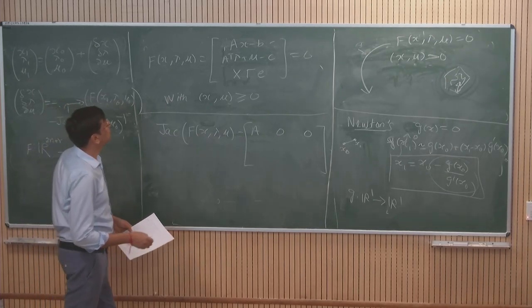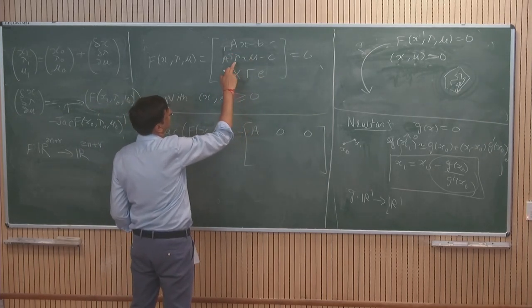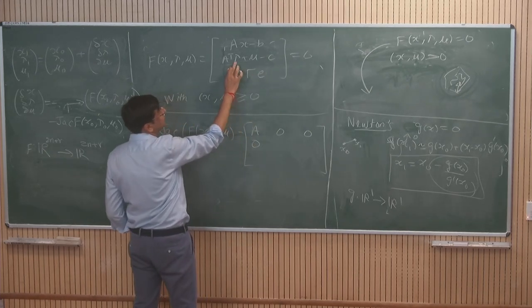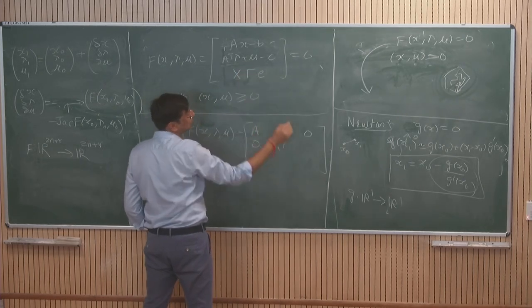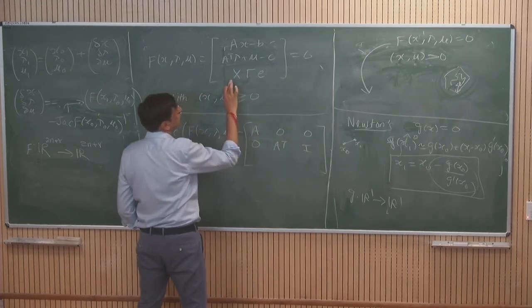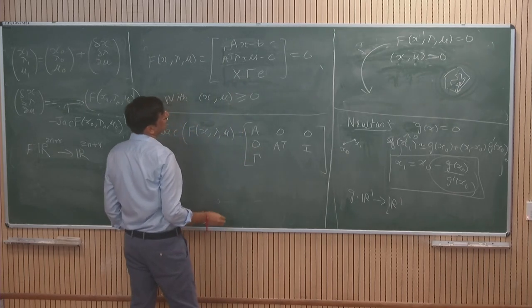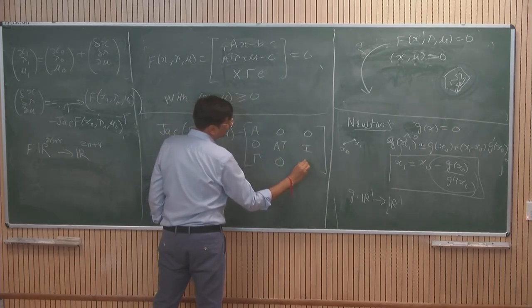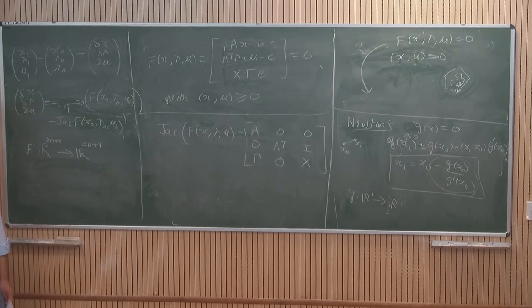Then I do this guy with respect to x, I'll get 0. This guy with respect to lambda, I'll get A transpose. This guy with respect to mu, I'll get identity. Then I'll take this guy with respect to x, I'll get this gamma, capital Gamma. This guy with respect to mu, 0. This guy with respect to gamma, it will be x. So this is the Jacobian.